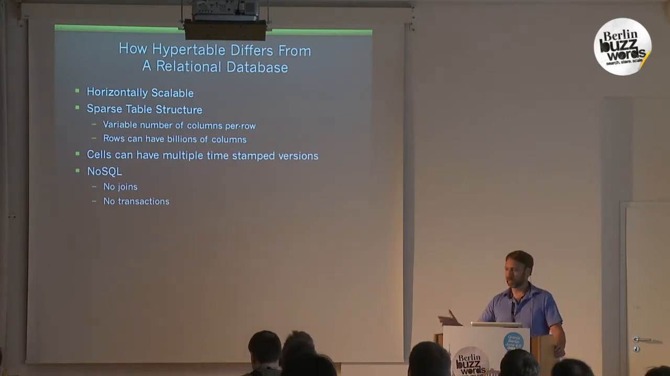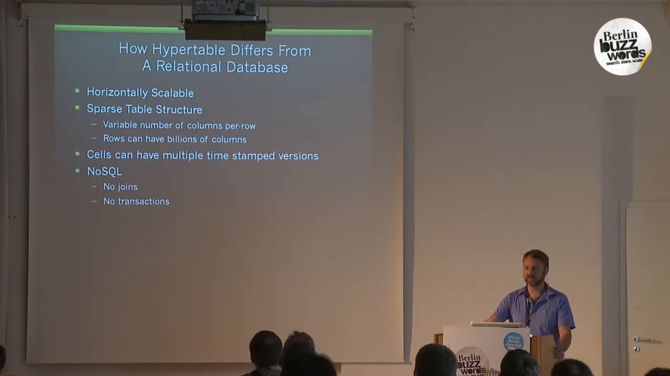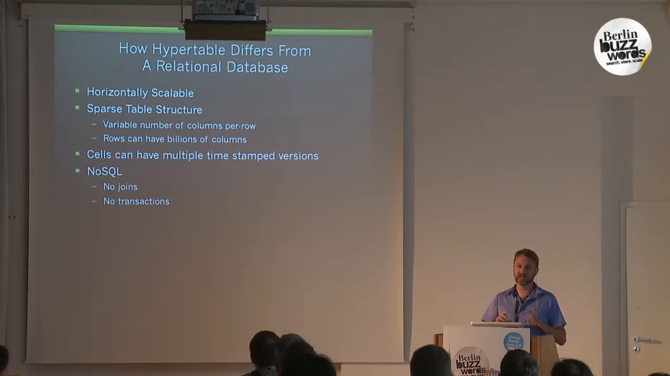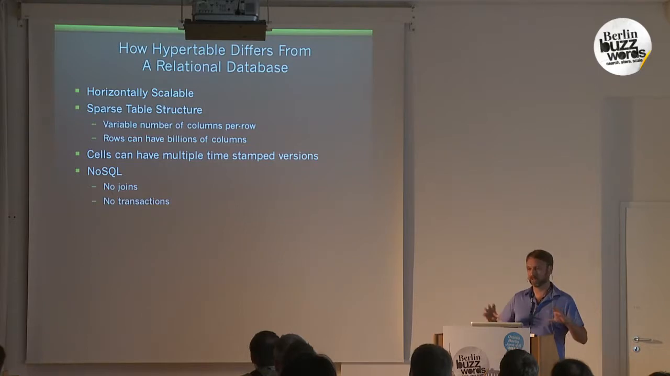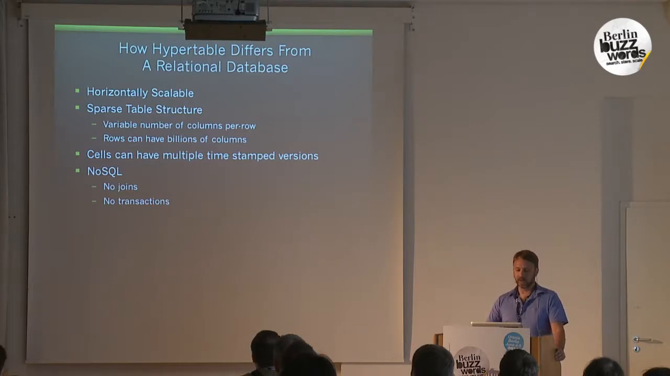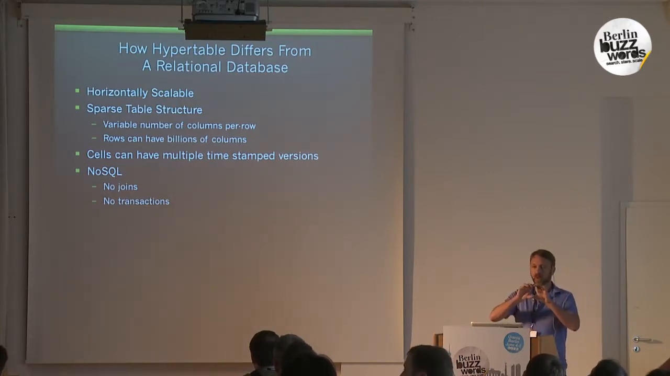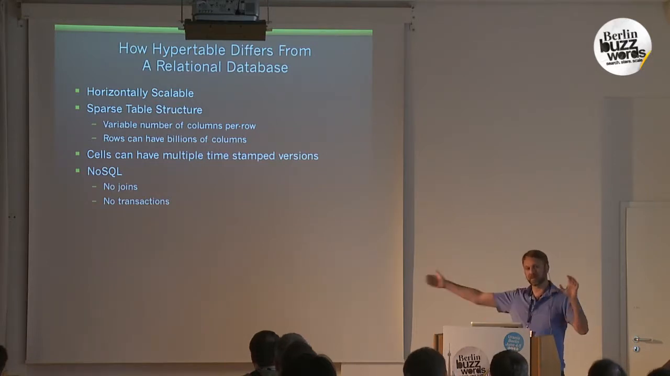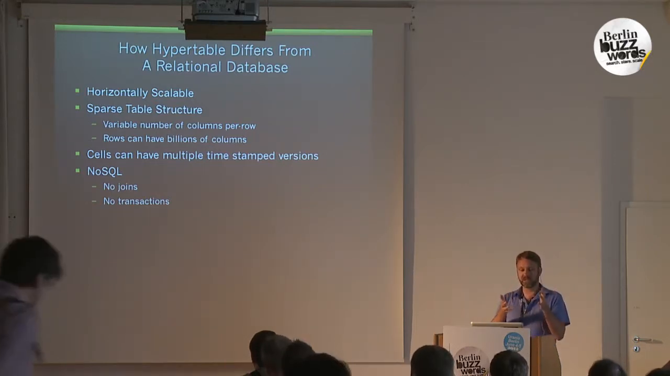So how does Hypertable differ from a relational database? First and foremost, it was designed from the ground up to be horizontally scalable. It's designed to tie a large number of commodity machines together to act as one large database. Another place where it differs from a relational database is it's a sparse table structure. So you can literally have one row in the table that has a billion columns and the next row that just has two or three.